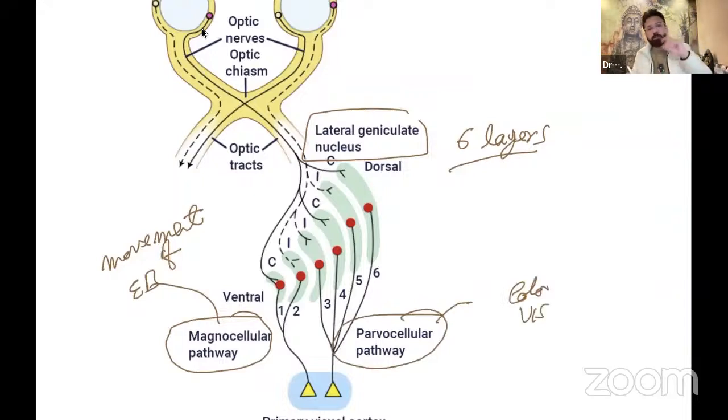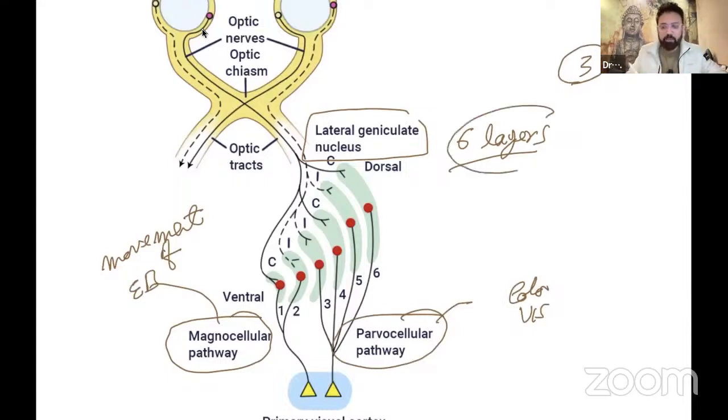In one of the NEET PG examinations, I don't remember the year, 3 questions were only from lateral geniculate body. 3 questions in one exam. If you know, you know. If you don't know, rank is very, very poor. Why? Because 3 questions is very important.